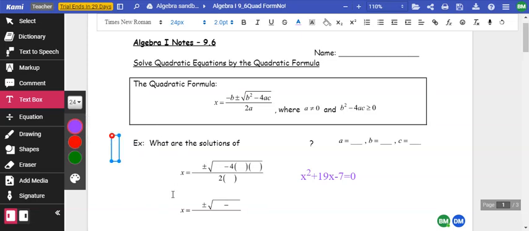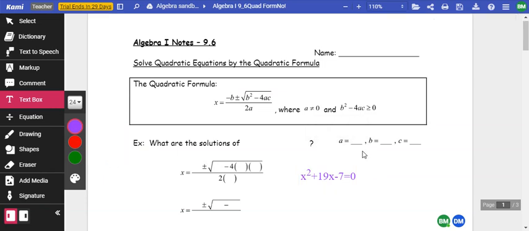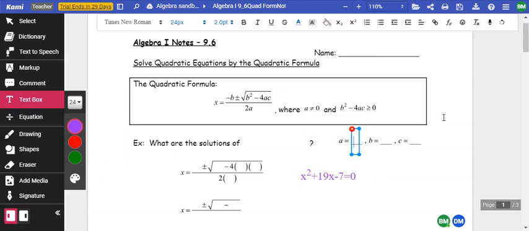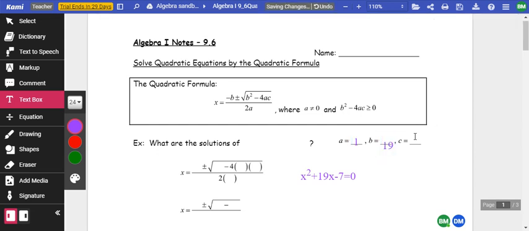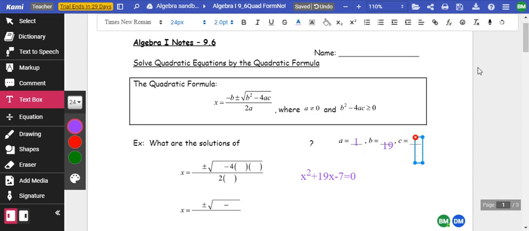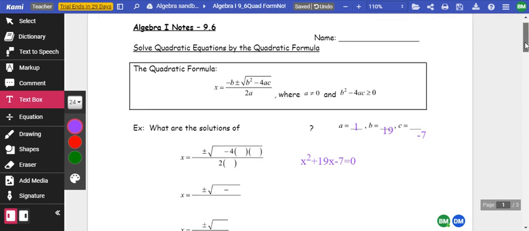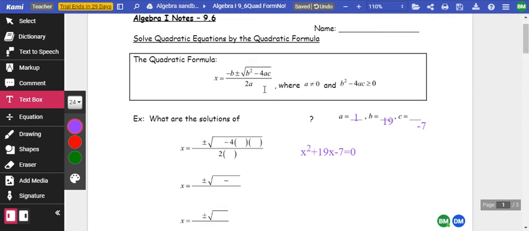Let's look at the quadratic formula. We're going to use this equation right here. The first thing we need to do is talk about what A, B, and C are. A is 1, B is 19, and C is negative 7. Then we're going to plug it into this equation: negative B plus or minus the square root of B squared minus 4AC, all over 2A. We're going to use this to do it.